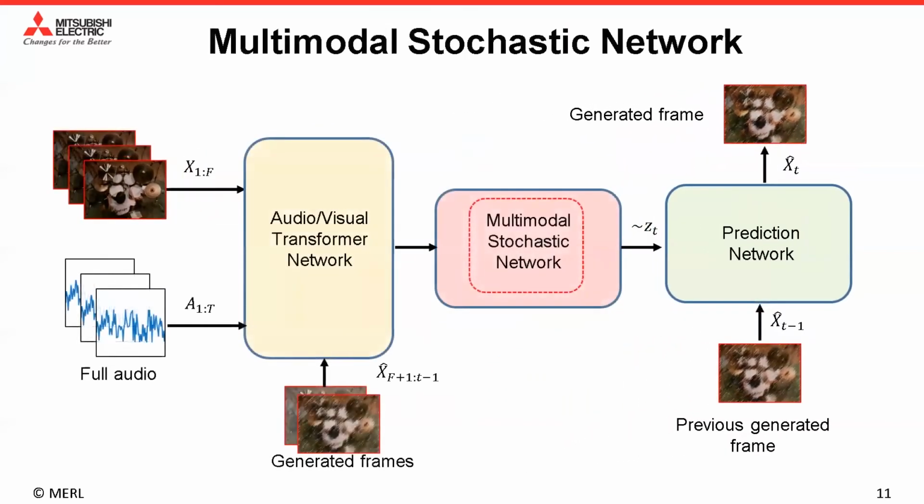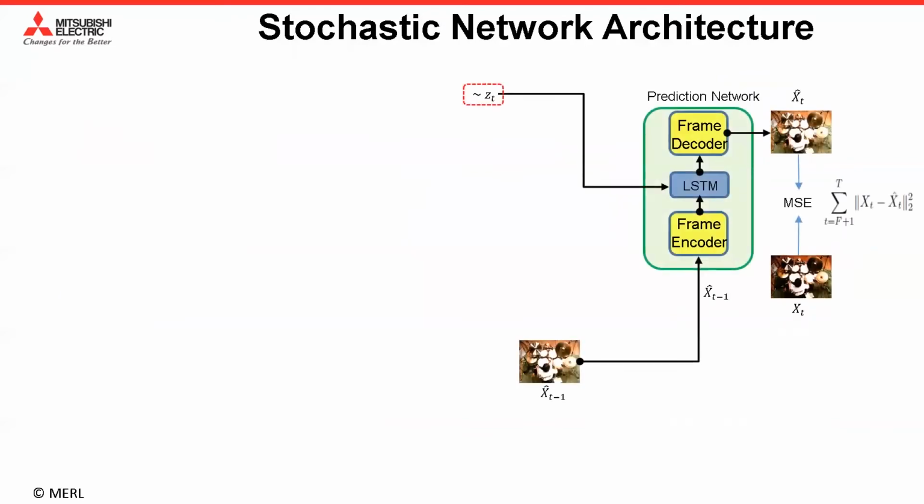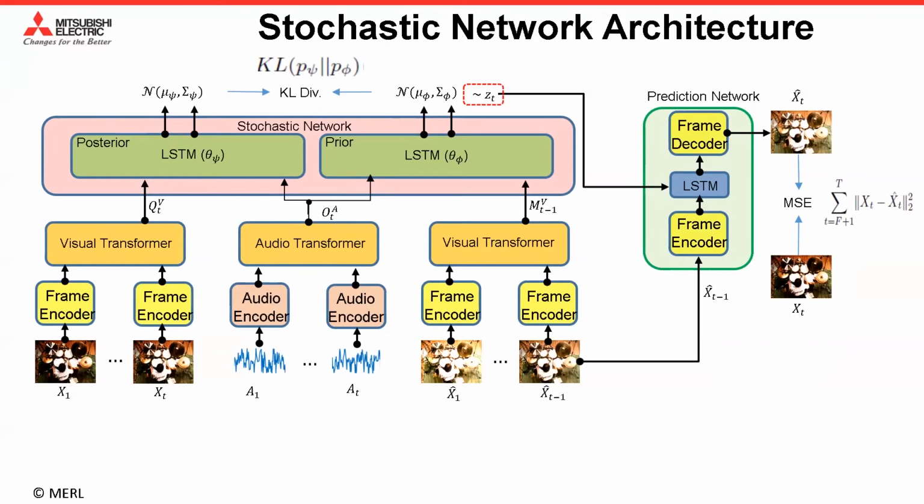We now describe the multimodal stochastic network, which is responsible for estimating the aforementioned distribution from which Zt is sampled. The stochastic network is tasked with computing a distribution called the prior from which Zt is sampled. This distribution takes as input acoustic transformer embeddings from time 1 to t and visual transformer embeddings from the past, that is from time 1 to t-1.